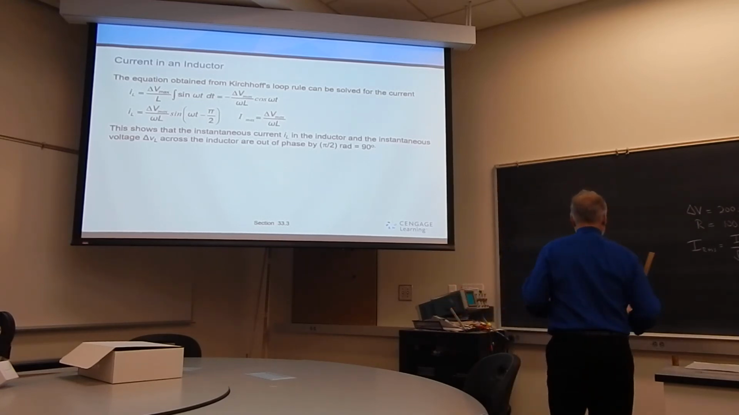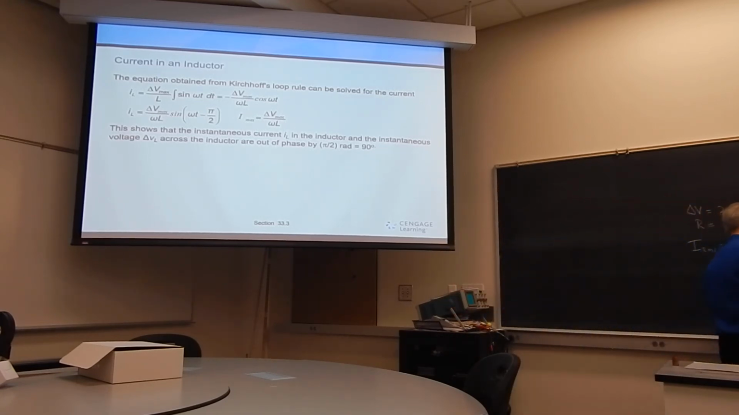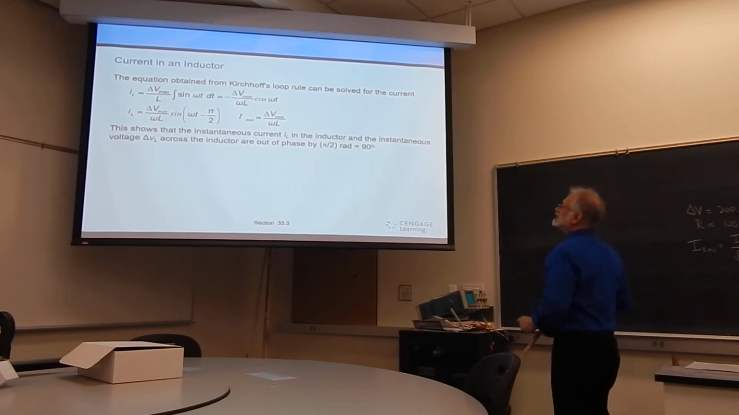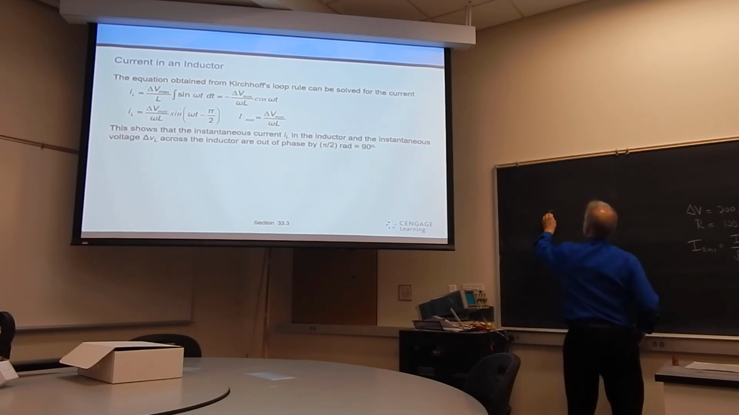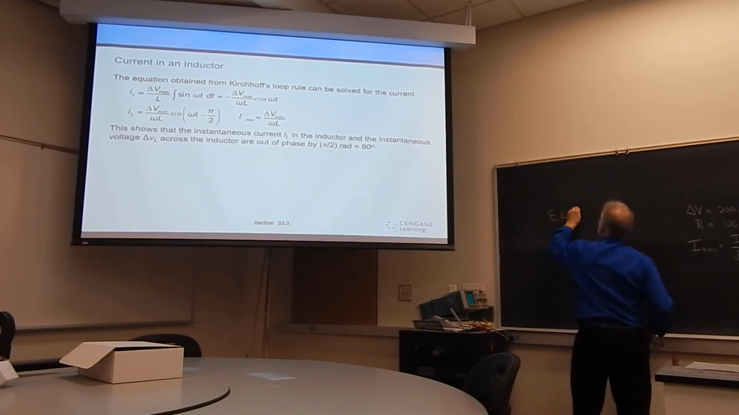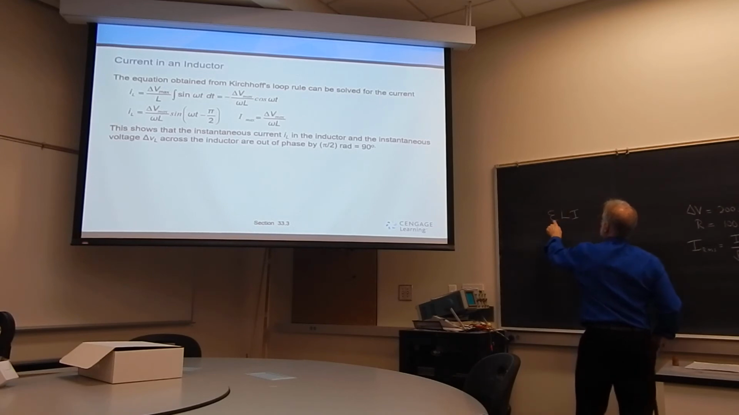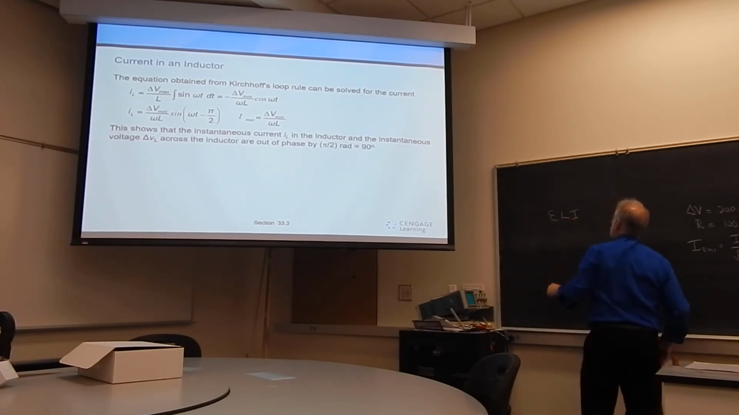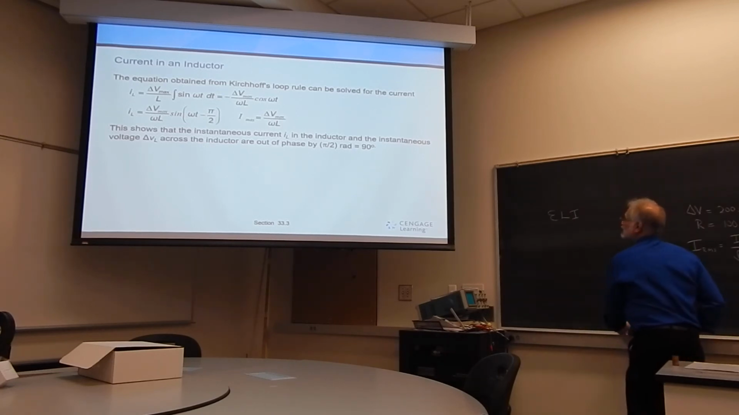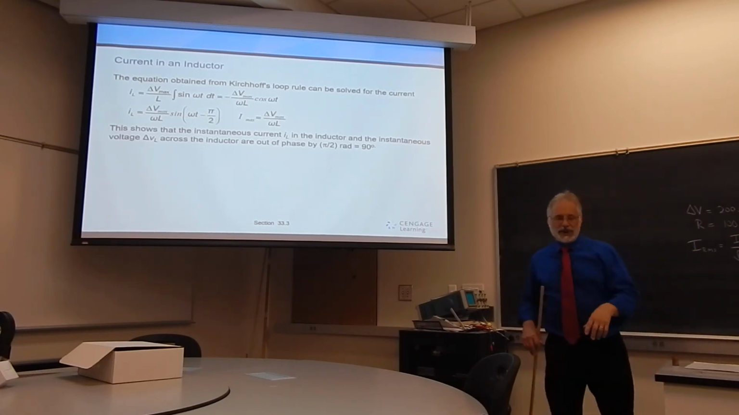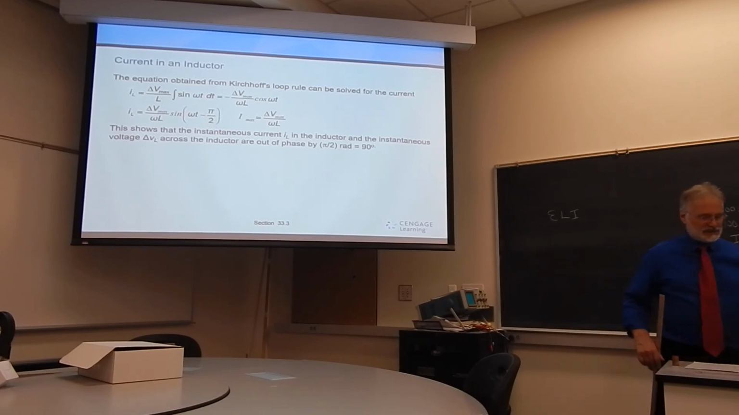So this is the first we'll talk about of a very simple saying that we have for AC circuits. The first part of the saying is ELI. So for an inductive circuit, the voltage leads the current, and it's by 90 degrees. So keep that in mind. When we do capacitors, it will be just the opposite.